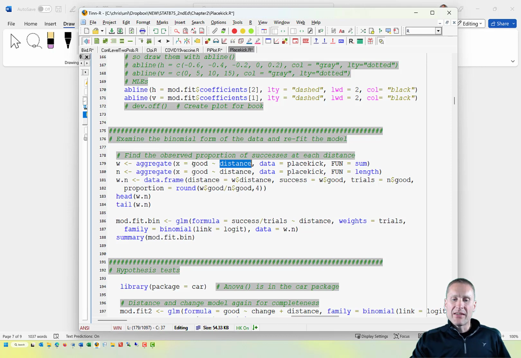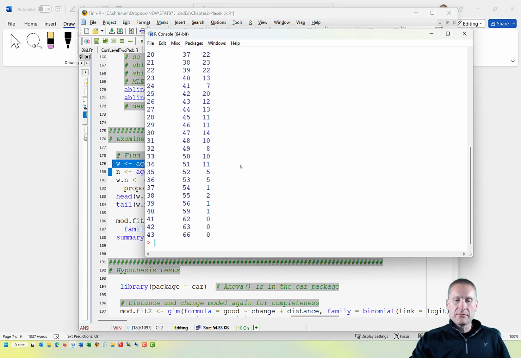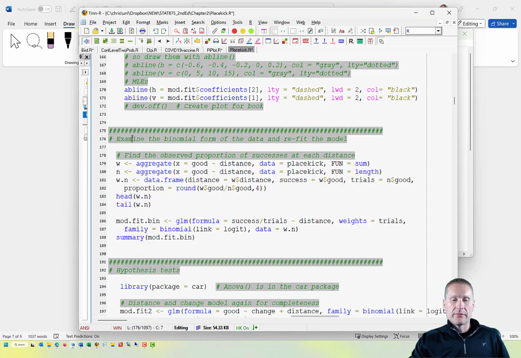And notice we have a syntax that looks somewhat similar to what we saw for the formula argument. Instead, we put this into an argument called x. My data is in place.kick. And how do I want to summarize the good variable? I want to summarize by summing the values of good for each unique distance. And if I put the results into w, we can see what we get. And there we have all the distances and the number of successes at each distance that we just saw.